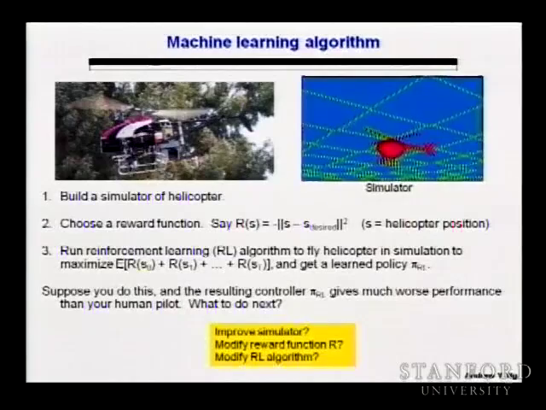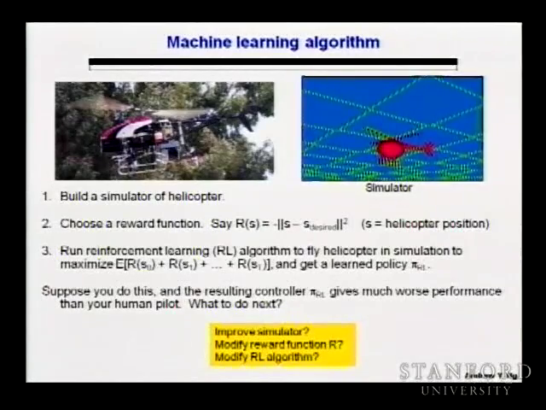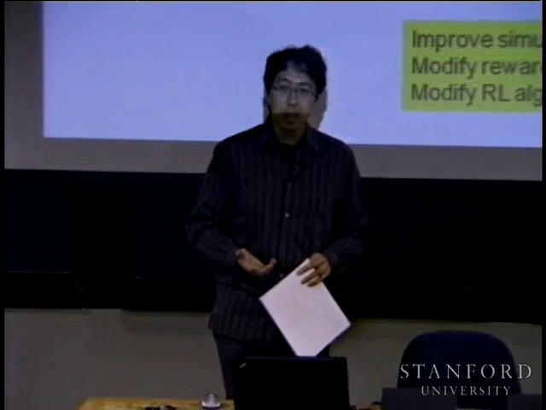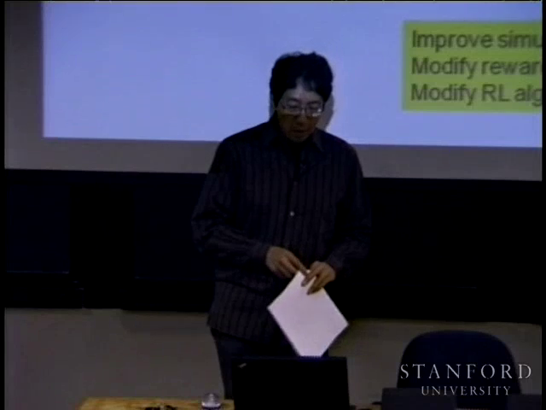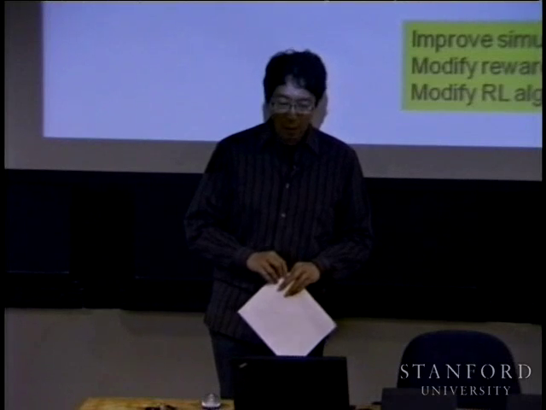Other things you might do, you might modify the reward function r if you think it's not just a quadratic function, maybe it's something else. Or maybe you're unsatisfied with the reinforcement learning algorithm. Maybe you think the algorithm isn't quite doing the right thing. Or maybe you think you need to discretize the states more finely in order to apply your reinforcement learning algorithm. Or maybe you need to fiddle with the features you use in value function approximation or something, okay? So these are three examples of things you might do.